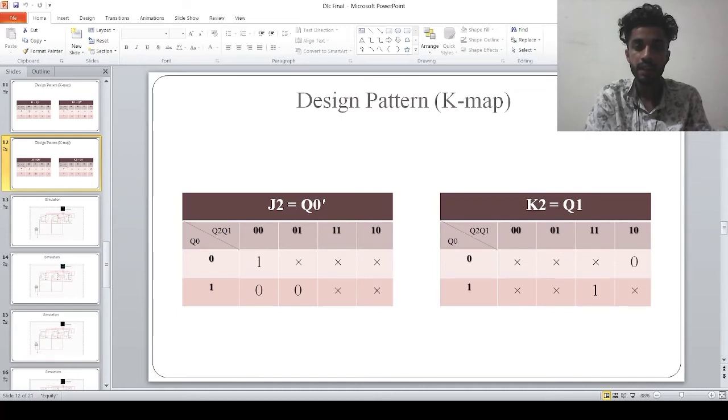Design pattern came in K-map J2 K2. When J2 is 0 0 0, then the result is don't care. When K2 is 0 0, the result is don't care. When J2 is 1 1 1 1, the result is don't care. When K2 is 1 1 1, the result is 1.